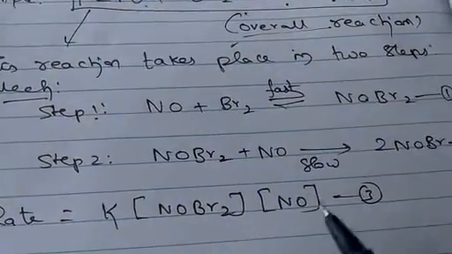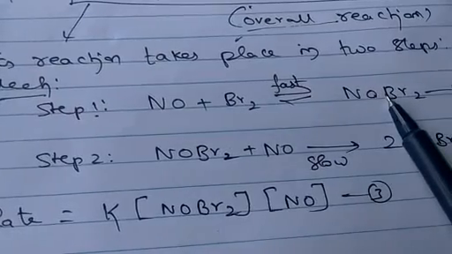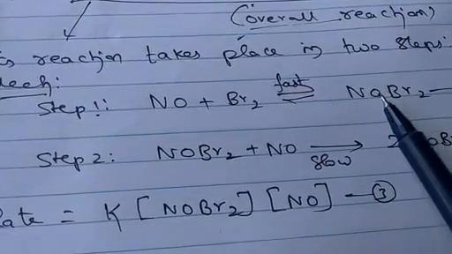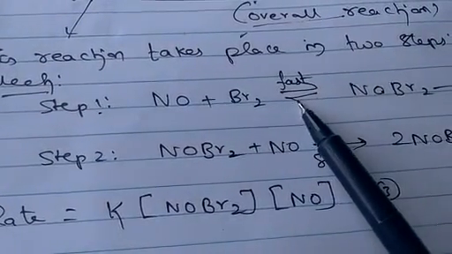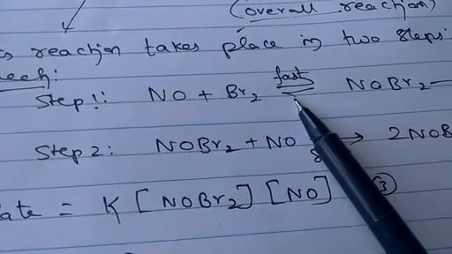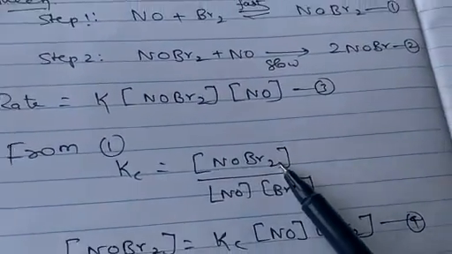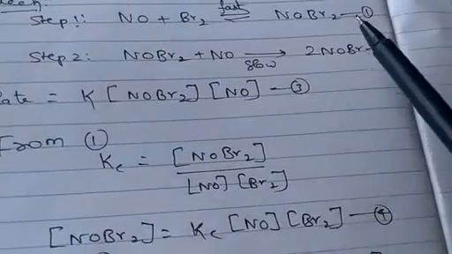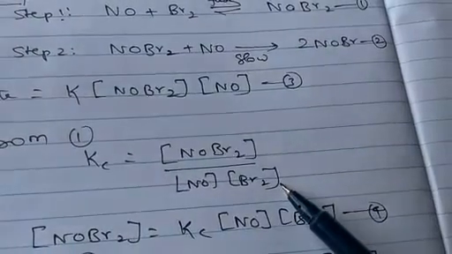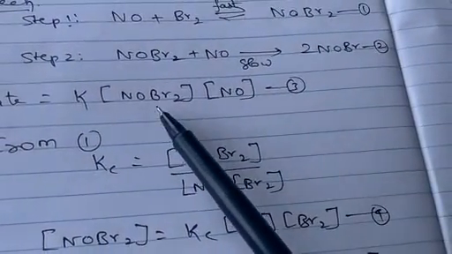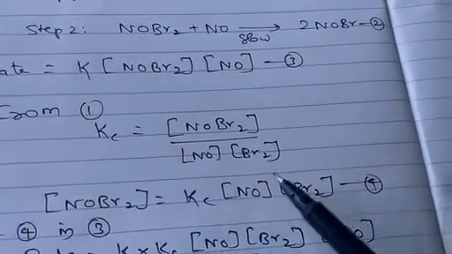See, in the fast step, this NOBr2 is present. Now I am going to take the concentration of NOBr2 from this equation. How? For this fast step, write the equilibrium constant. How to write the equilibrium constant? Kc is equal to the concentration of product NOBr2 divided by the concentration of NO and the concentration of Br2. Now I need this concentration term. So what is the NOBr2 concentration? It is Kc into NO into Br2.